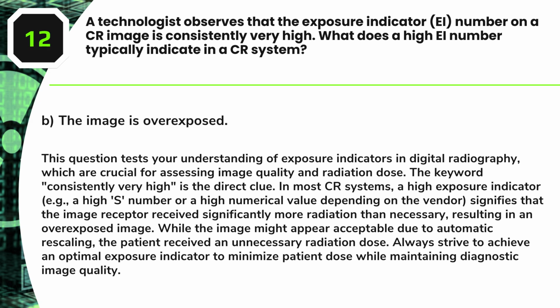In most CR systems, a high exposure indicator, e.g., a high S number or a high numerical value depending on the vendor, signifies that the image receptor received significantly more radiation than necessary, resulting in an overexposed image. While the image might appear acceptable due to automatic rescaling, the patient received an unnecessary radiation dose. Always strive to achieve an optimal exposure indicator to minimize patient dose while maintaining diagnostic image quality.